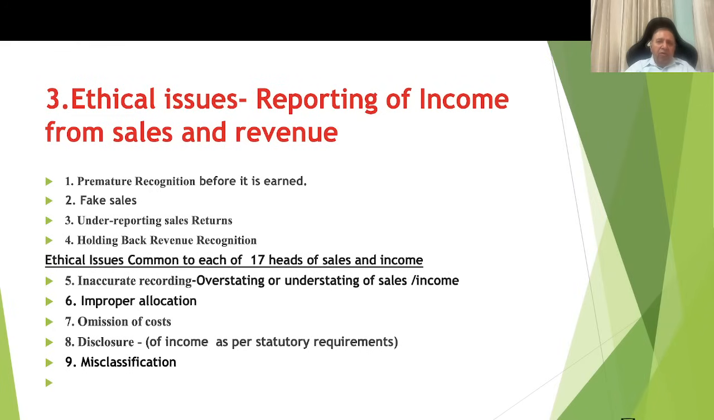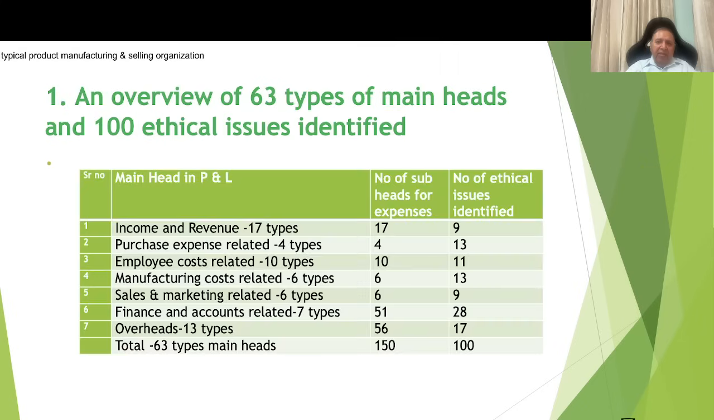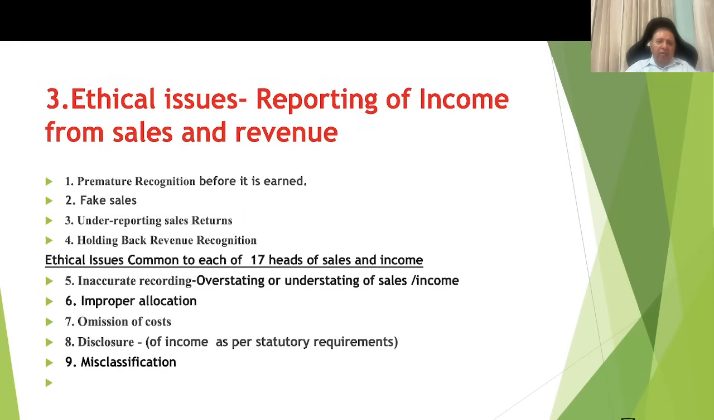Now, ethical issues in reporting of income from sales and revenue are, as I had shared, 9 issues primarily. These are: revenue recognition is done before it is earned, fake sales, under-reporting sales returns, which is very important, and holding back the revenue recognition.